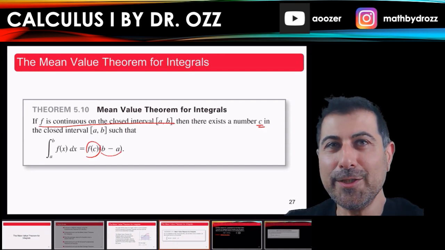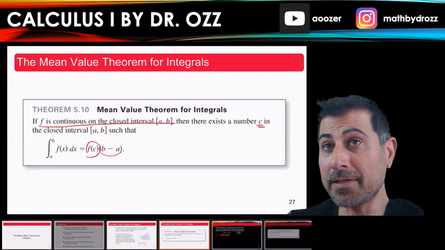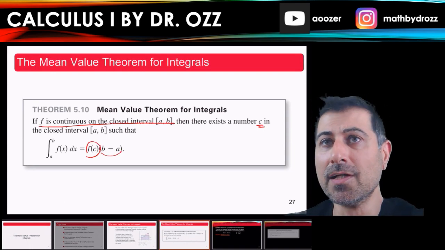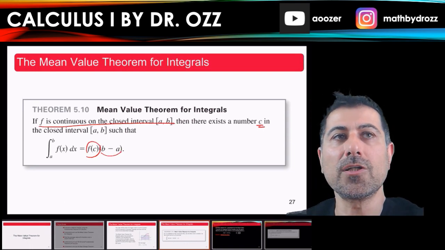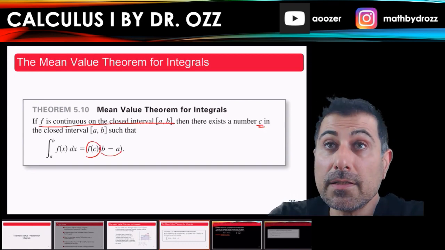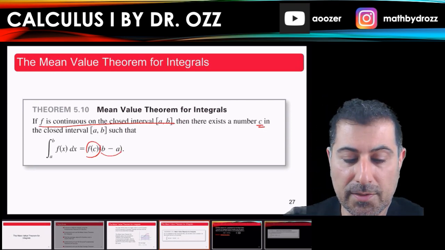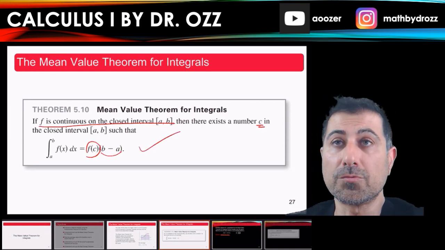And notice here that this c may not be unique. You may have multiple c's for which you can construct that rectangle. In general, we're looking for one c, but it may turn out that you have multiple c's for this equality to hold true.